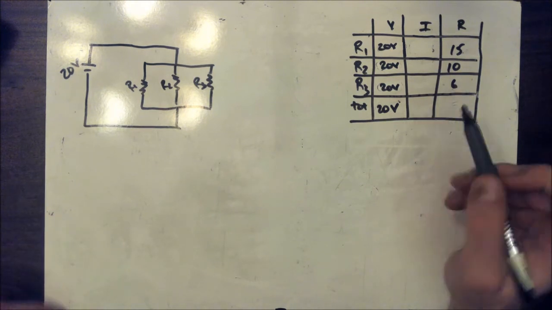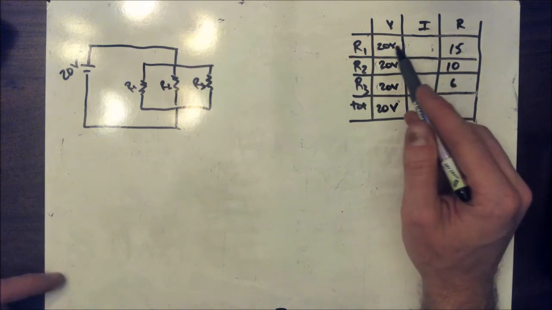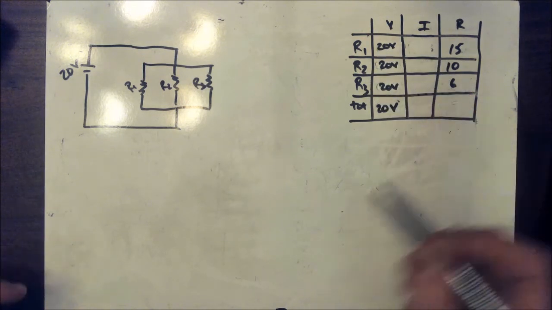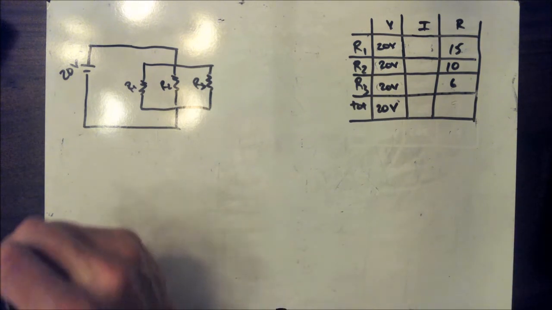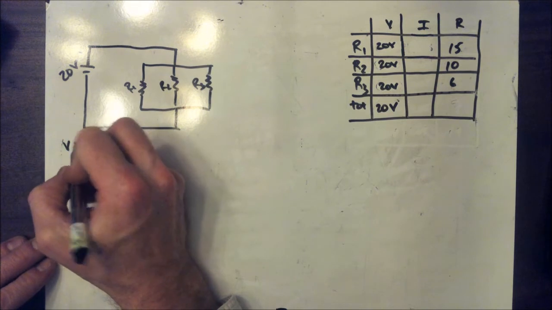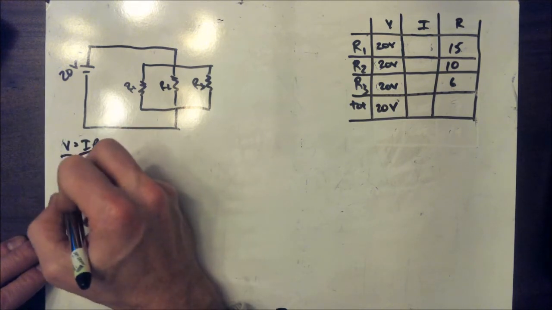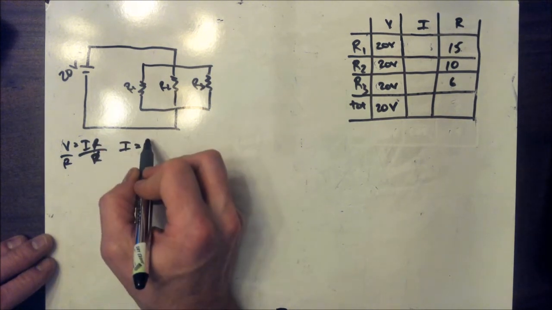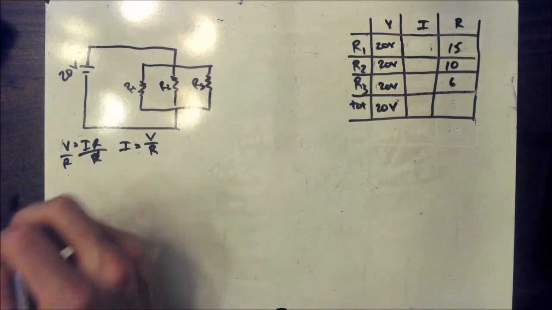Right now we have two unknowns in the total column row, and we only have one in the R1, R2, and R3 rows. So let's go ahead and just start there and see if we can work it out that way. This is different than I normally do in class. So if we take Ohm's law, V equals IR, and divide both sides by R, we can rearrange this equation so that we are solving for I, which is V over R. So let's go ahead and use that.